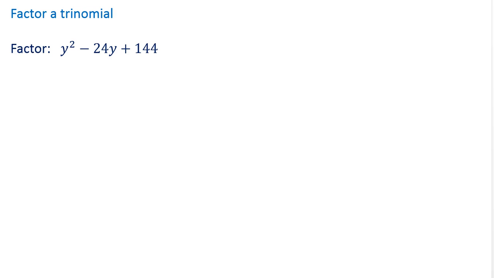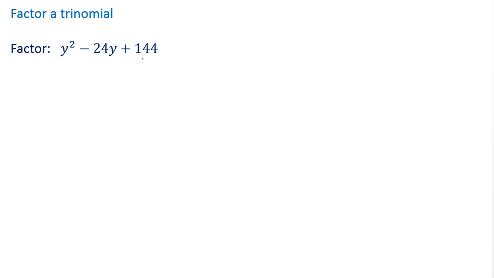So we have a factoring problem here. Notice this problem is a trinomial. You have y squared minus 24y plus 144. Whenever you have three terms that progress with y squared, then a y to the first, and a constant, first of all, if it's not in that order, write the problem in that order. This is called descending powers order.